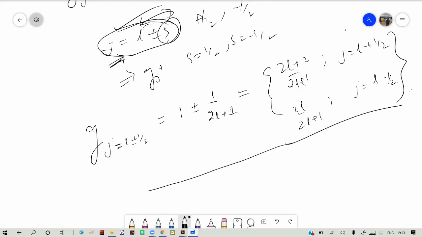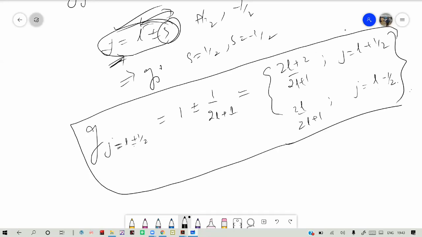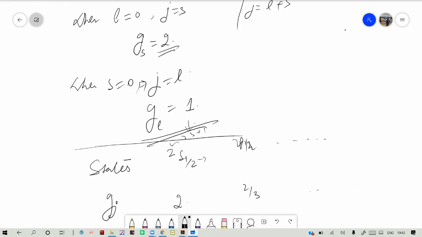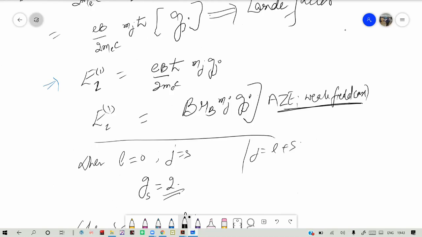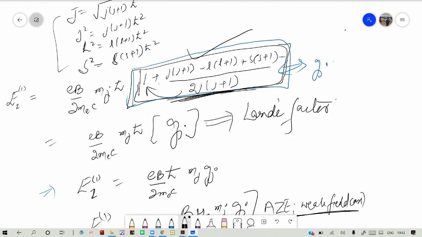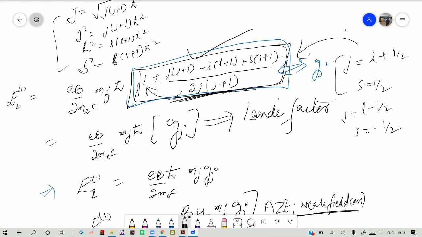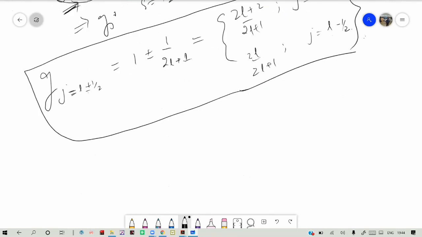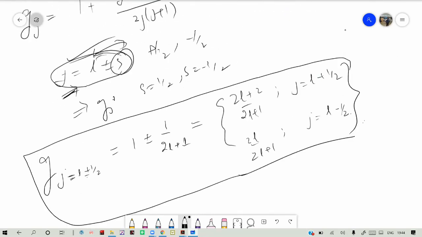So you have to put J equal to L plus half and put the value of S equal to 1 half at that instance in this equation here. When J is equal to L plus half, S is half. When J equal to L minus half, S is minus half. So both these cases need to be substituted here, and you will find this expression.